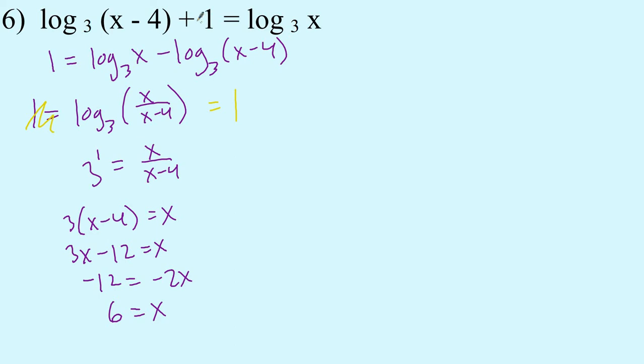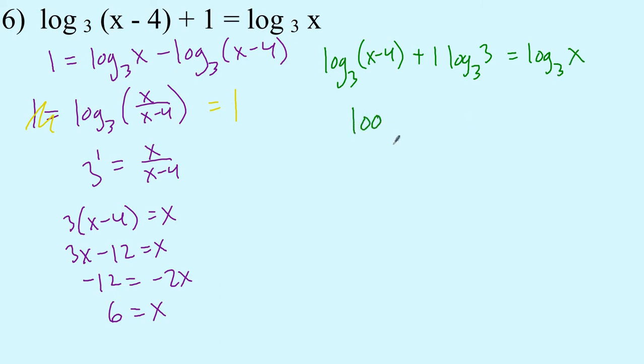But let's see if I wanted to do it as all logs. We could do log base 3 of x minus 4 plus 1 times log base 3 of 3, because that's the base we have now, equals log base 3 of x. So we get log base 3 of 3 times x minus 4 equals log base 3 of x.